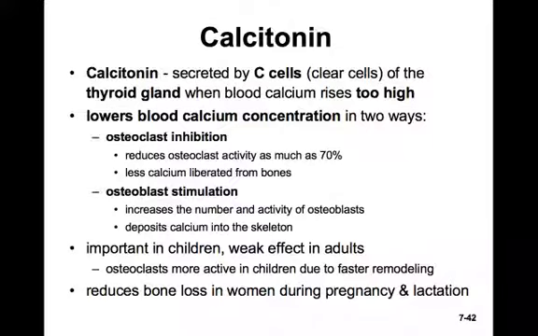Now, this calcitonin is very important in children. It has a very profound effect. However, it has a much weaker effect in adults. The reason for this is that osteoclasts in children are much more active because their bones are growing and there's a lot faster remodeling going on. As we increase the bones in diameter, osteoclasts are chewing them up, and osteoblasts are laying down more bone. So osteoblast activity will predominate in children.